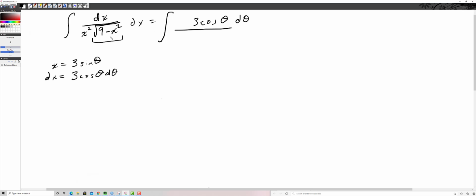Then on the bottom here, I have x squared, that's 3 sine squared, so that's 3 squared sine squared theta. And then in here I have the square root of 9 minus 3 squared sine squared, which is 9 sine squared theta. I can do some canceling, and I'm going to bring the 3 out of here and leave that as 1, and that as 1, and I'm going to bring the 1/9 out in front of the integral.